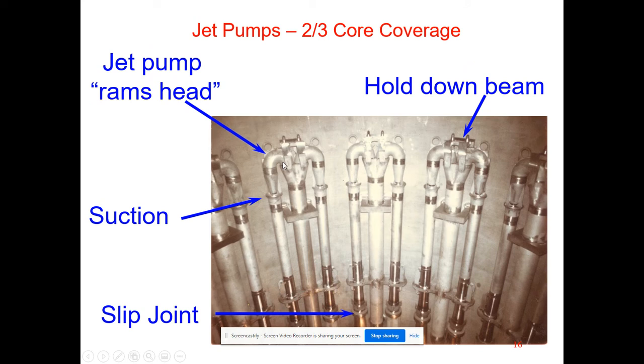So that ram's head is the weak point, kind of, just because the water has to make this big turn and it can cause problems. Another place would be the suction. If something gets inside there, any kind of foreign material, it can mess up the suction quite a bit. And then there's different joints that are connecting everything together that can also cause problems.